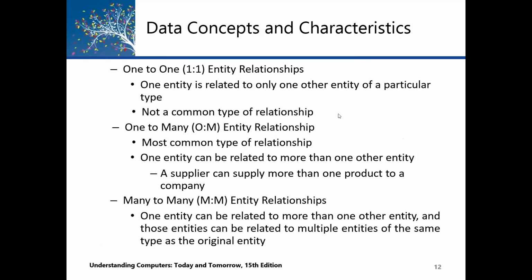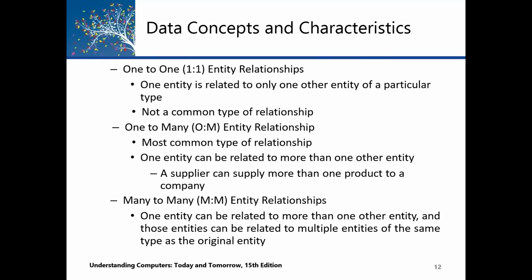So this is an important one: one to one, one to many, many to many relationships. One to one: an entity is related to only one other entity of a particular type. We can call it a one to one entity relationship, not a common type of relationship. Next we move on to one to many entity relationship. It is the most common type of relationship: one entity can be related to more than one other entity. A supplier can supply more than one product to a company.